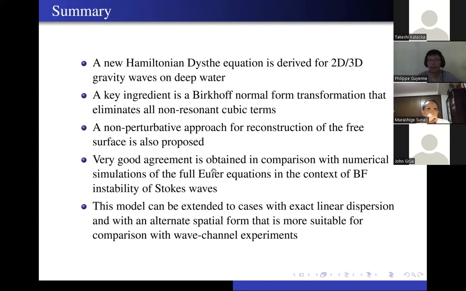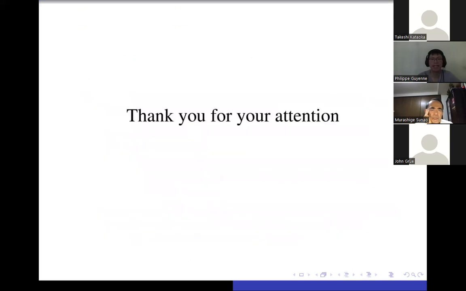We did some comparison with Euler and classical Dysthe in the context of the Benjamin-Feir instability of Stokes wave. The agreement was good. You can also write down a special form of the equation and use that to compare with lab experiments. And also in this case, the comparison was satisfactory. And with that, I'm going to thank you for your attention.